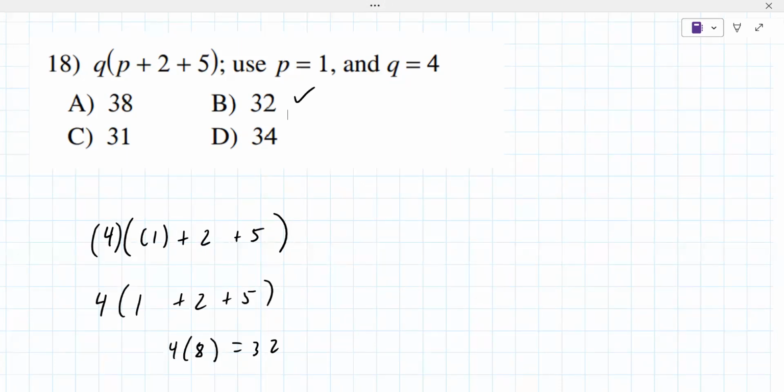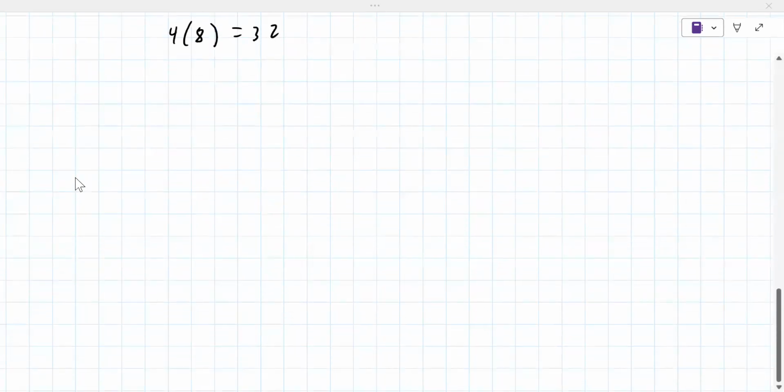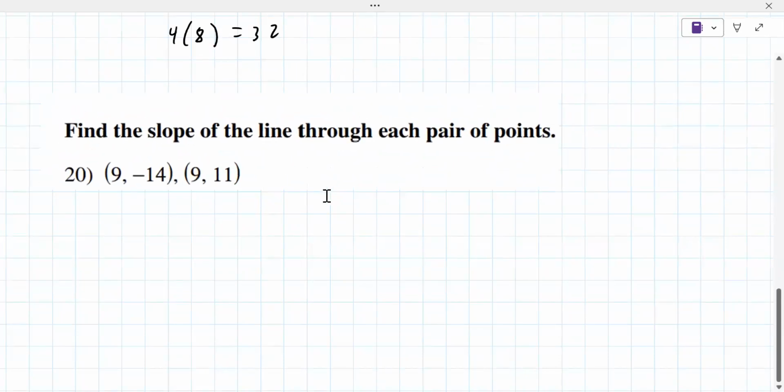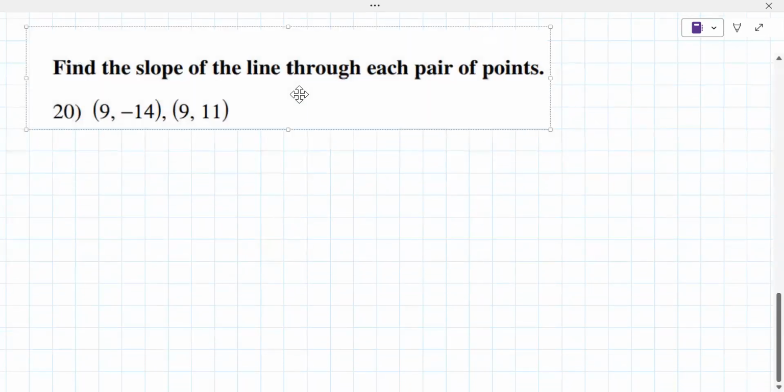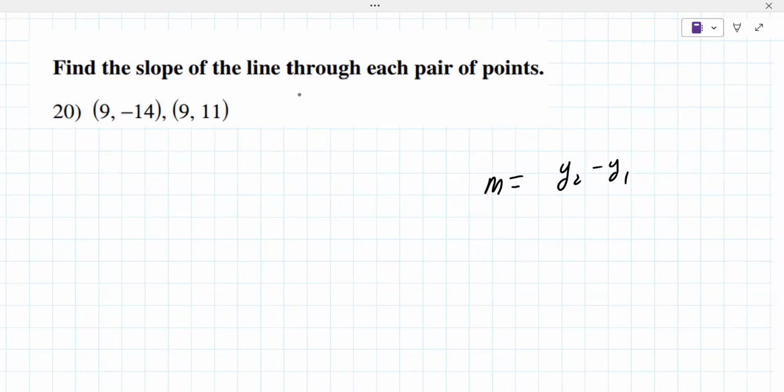Next question here. Everything we're doing right now is considered pre-algebra. I know you said you've already done that, but this is just a good place to start. This says find the slope of the line through each pair of points. I'll give you the slope formula just because maybe you haven't done this in a while. But I want you to try to execute from here and see what you can do with this.